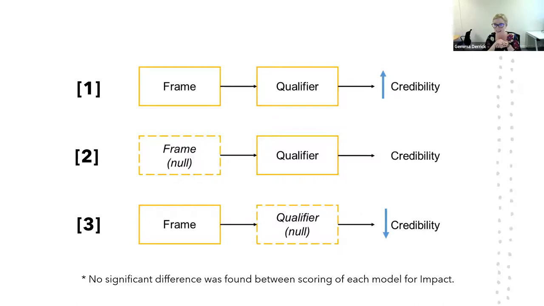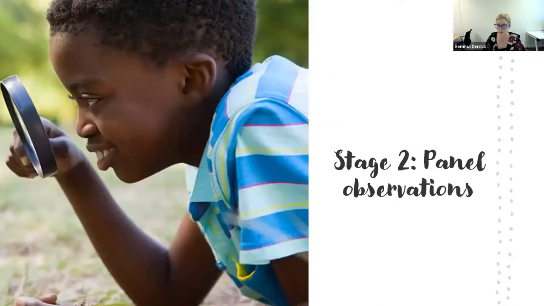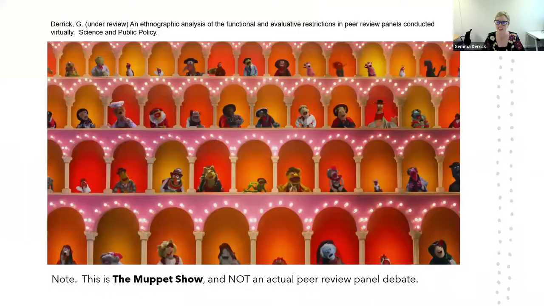What we found is that between these three ideas within these narratives, these proposals, no significant difference was found between the three of them. So we thought something else is going on in the frame. And so, of course, the next thing we did was panel observations. We looked at the panels, which happened, of course, during 2020, 2021, which means most panels, when we are doing ethnographic analysis, look like this. This is the Muppet Show. This is not a panel debate. It might look like what you imagine it to be, but this is not.